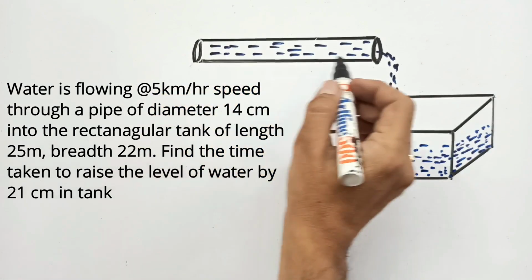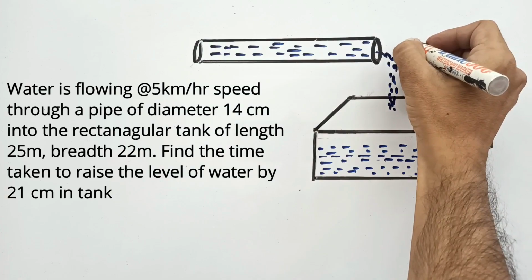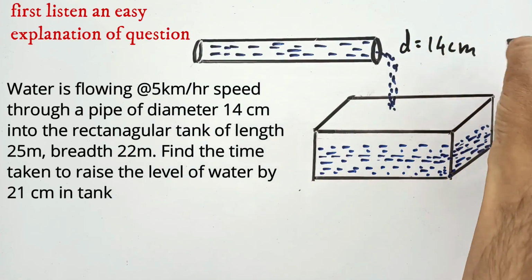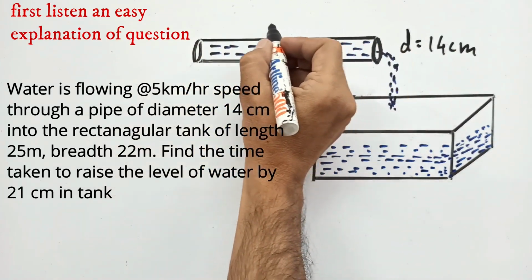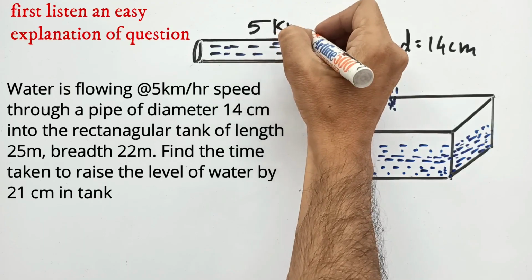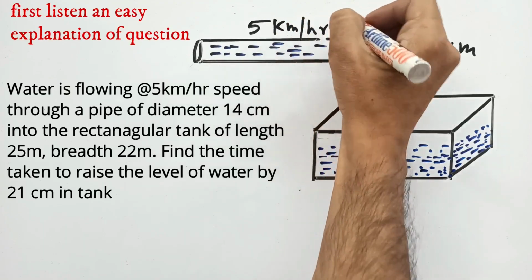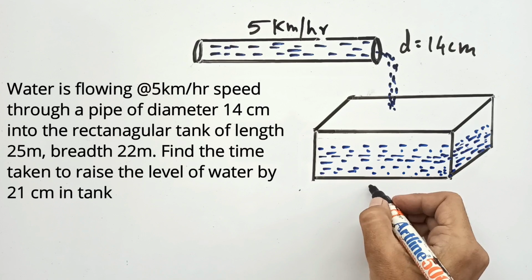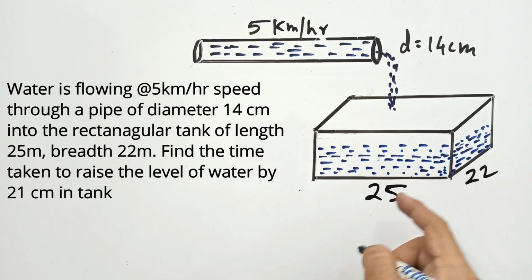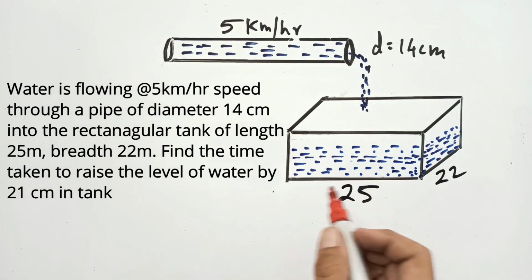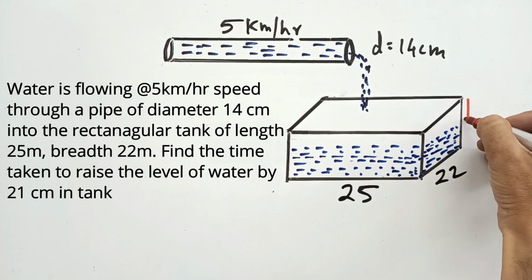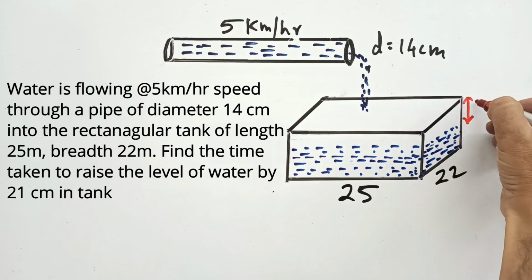So this is a cylindrical pipe. The diameter is 14 cm. And the speed of water is 5 km per hour. And the dimensions of the rectangular tank are 25 meter and 22 meter, length and breadth. We need to find out the time in which the level of water rises by 21 centimeter.